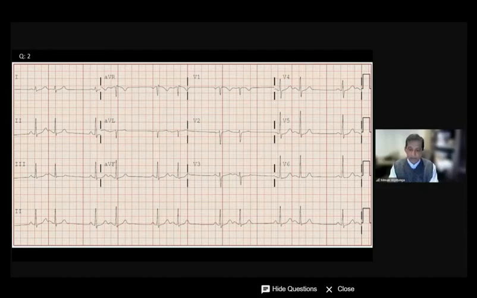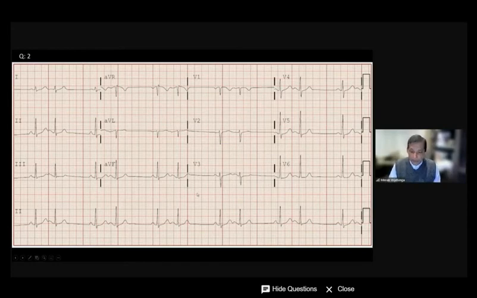Okay, I think time's up. Yeah, time's up. And what's the answer? Oh yeah, I see the answers. So there's a 50-50 split between Mobitz type 1 and premature atrial complexes. The correct answer is the last one.